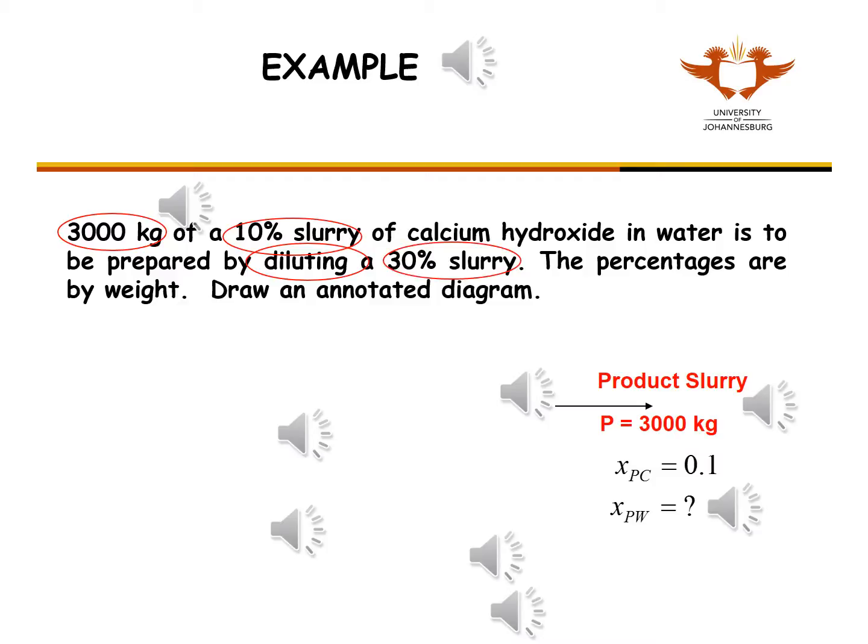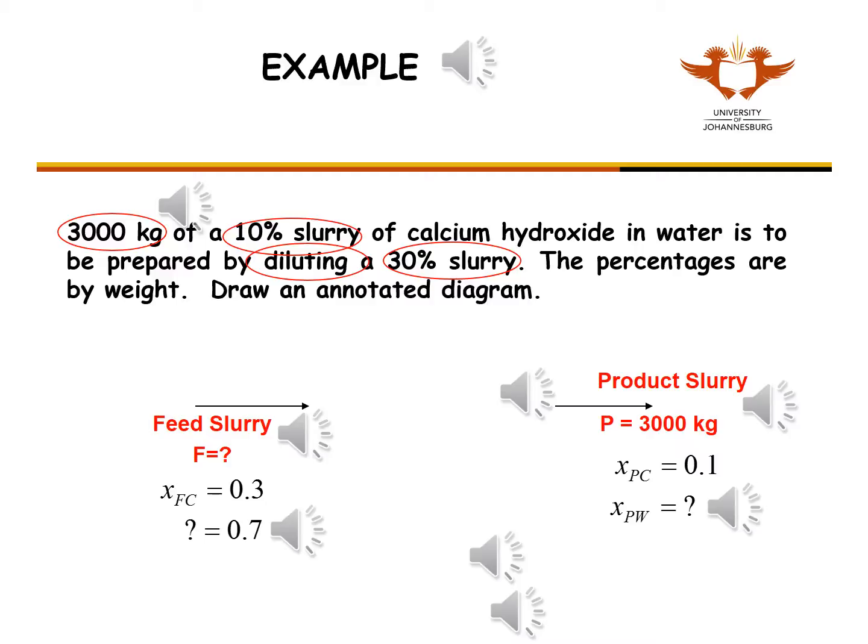You need to dilute a feed of 30% slurry. Dilution means adding water to a feed, F, which has a mass fraction of 0.3, and an unknown flow rate. F only contains calcium hydroxide and water, as the diluted slurry only contains these two components. Hence, as XFC is equal to 0.3, then XFW must be equal to 0.7.